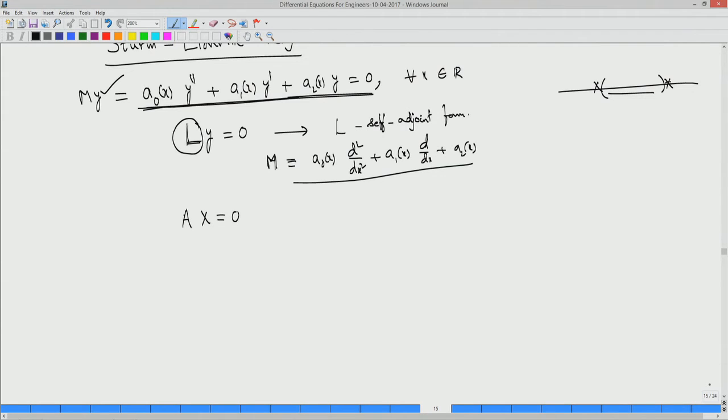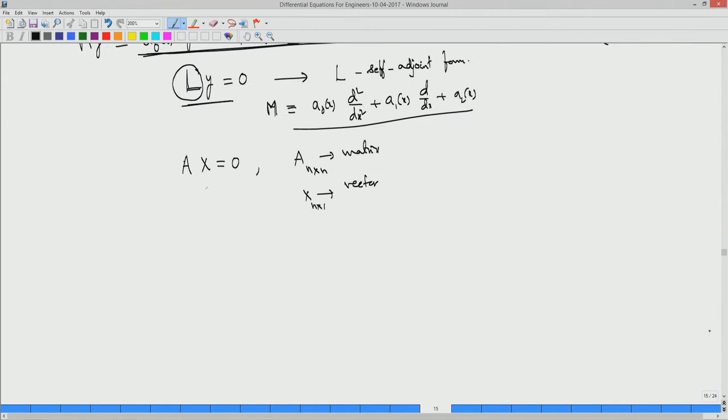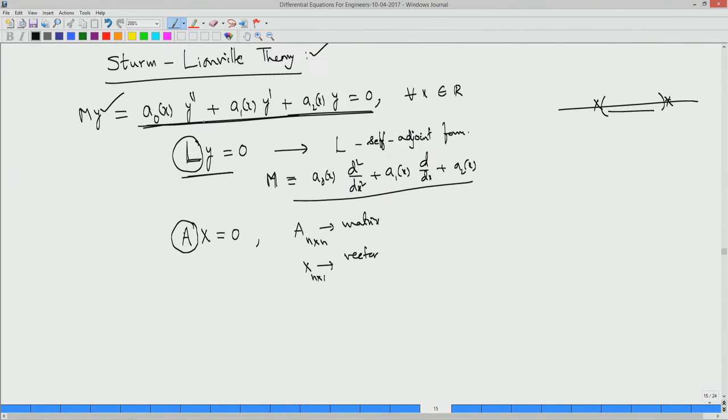Look at the matrix equations. This is the differential equation, and this is the matrix equation where A is an n by n matrix and x is an n by 1 vector. You want to see what this A is. I am saying I can always make this differential equation My equal to 0 into this form, which is the self-adjoint form, or Hermitian form. We call this Hermitian.